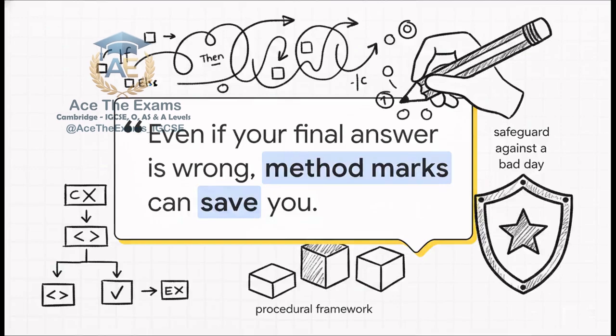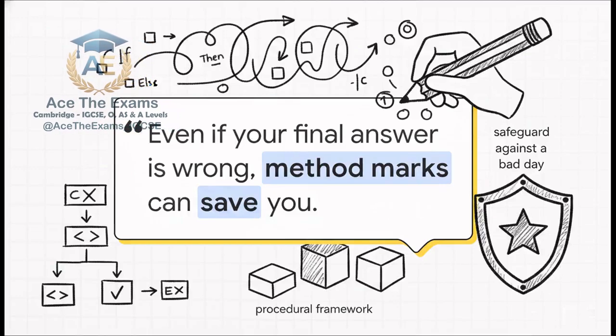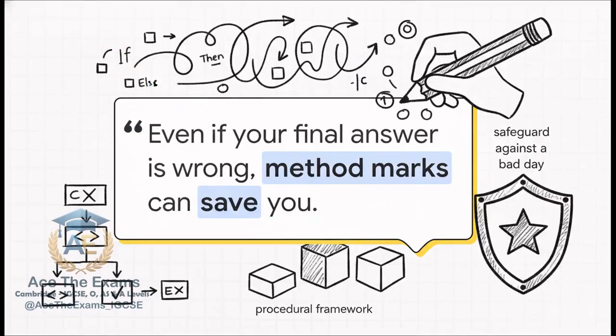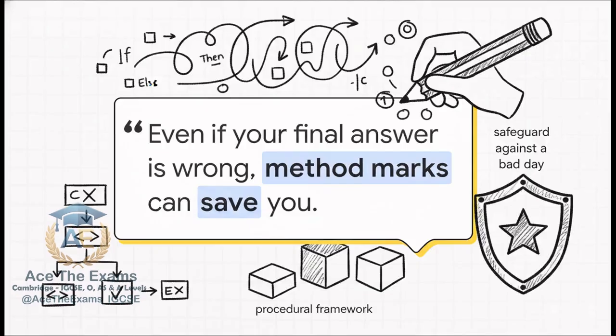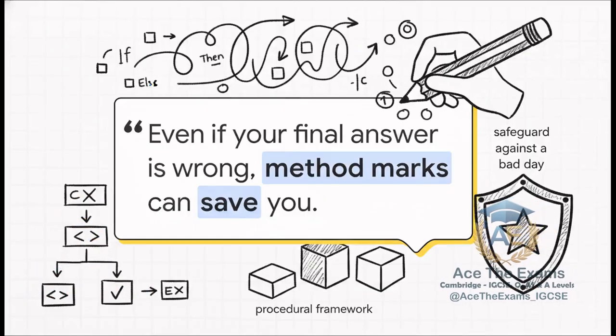Because listen, if you accidentally put a greater than sign instead of a less than sign right at the very end, but you've clearly shown the examiner that you understand how to structure the conditional field, how to properly reference the data source, and how to format the output, you are still going to capture the vast majority of the method marks. Showing you're working step by step through our procedural framework is your absolute safeguard against having a bad day in the exam hall.